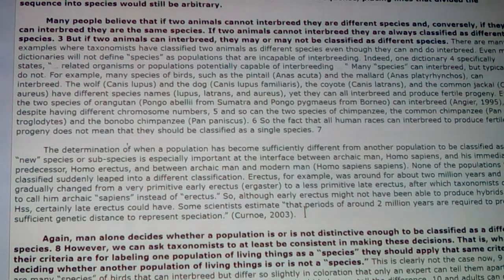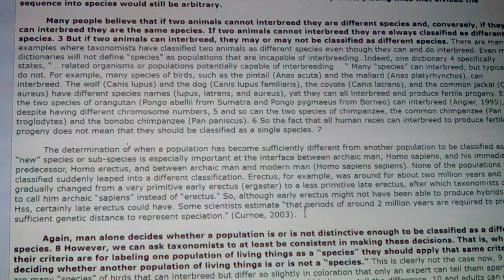There are many examples where taxonomists have classified two animals as different species, even though they can and do interbreed. Even most dictionaries will not define species as populations that are incapable of interbreeding. Indeed, one dictionary specifically states related organisms are populations potentially capable of interbreeding. Many species can interbreed, but typically do not.